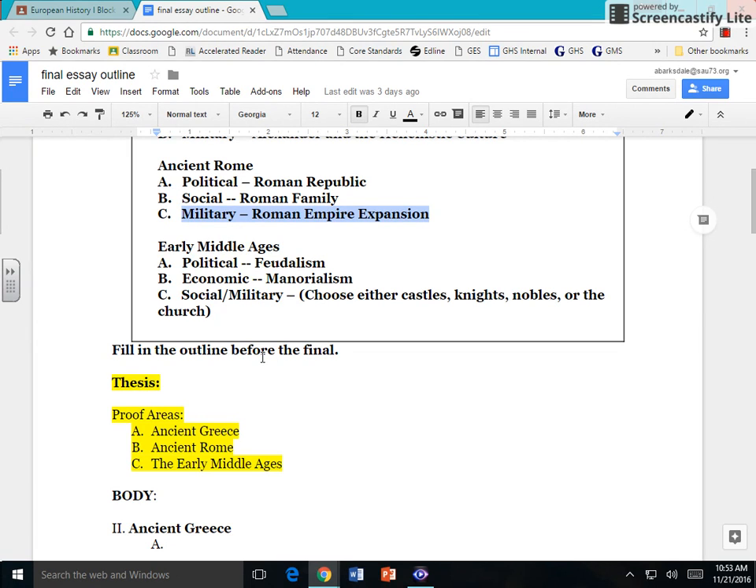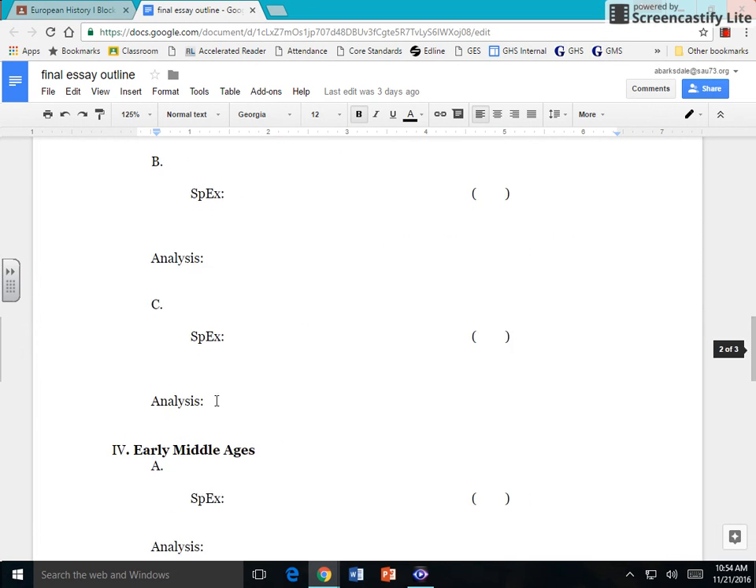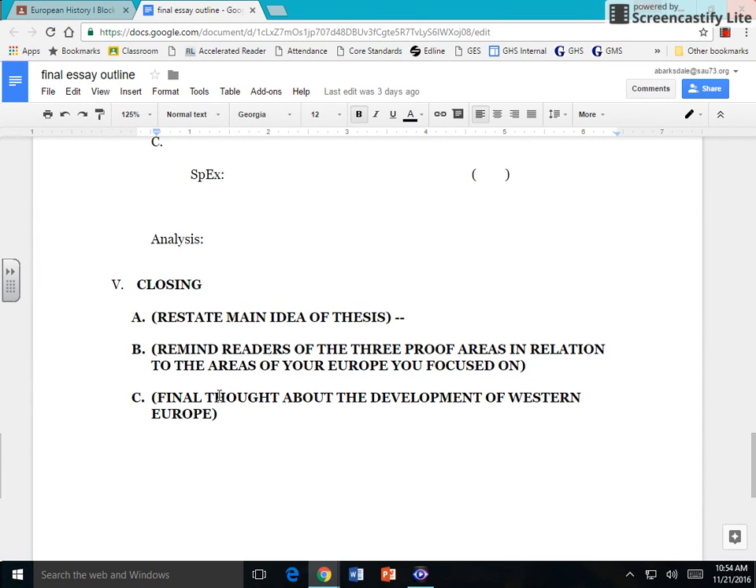Your early Middle Ages, your political is feudalism, manorialism is your economic. And then depending on your topic it's either going to be social or military, depending on what your topic was. Castles and knights would be military, whereas nobles or the church would be based around social. So just be careful when you're doing your C statement to refer to whichever of those two that it's applicable to. Okay.